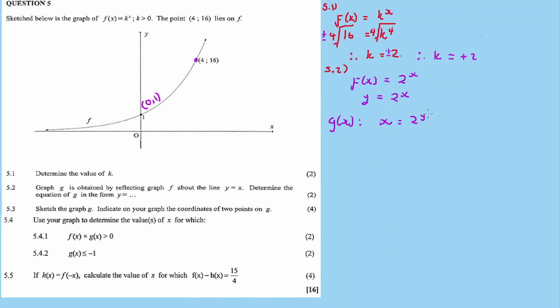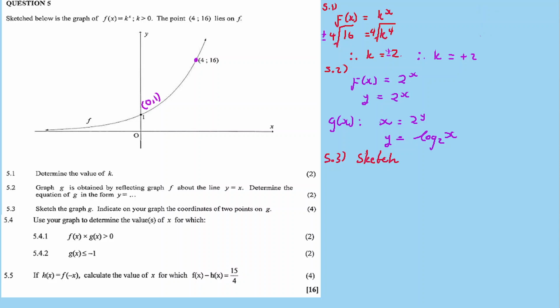The y, the output, must be the subject of the formula. So we make y the subject of the formula, but in order to do that, you apply the log definition. So y is equal to log base 2 of x. So this is y equal to log 2 x. This is the inverse, or the reflection, of graph f.